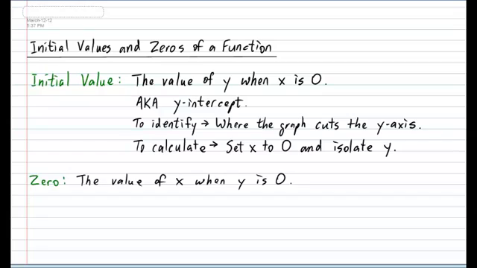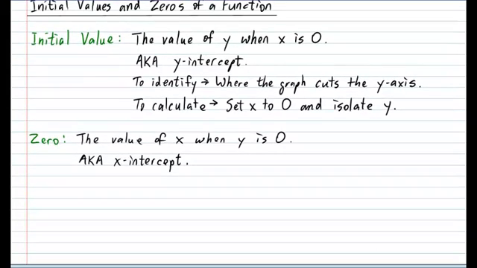As you may have heard other teachers put it, you will also be able to call the 0 the x-intercept. So please put that definition down also. The 0, also known as, aka, the x-intercept. You will also see this word in many textbooks.